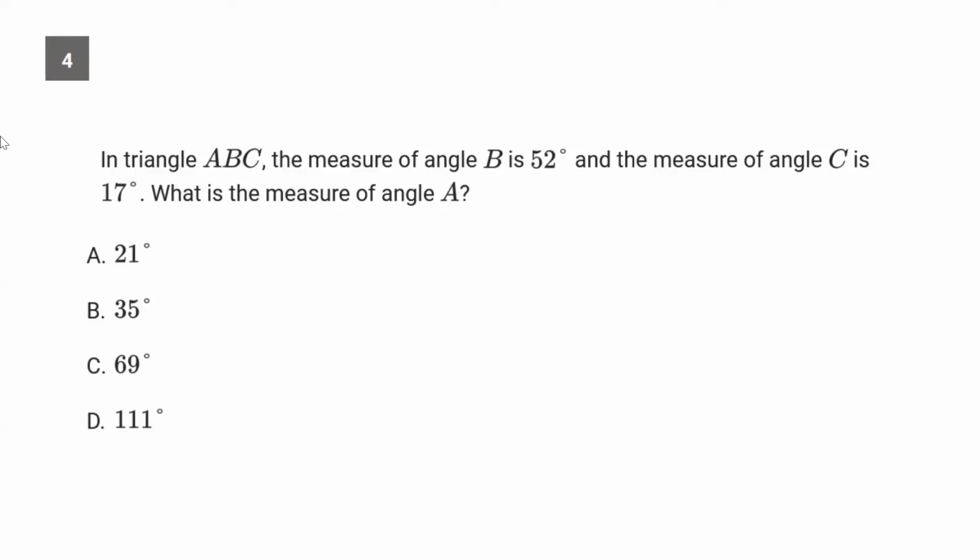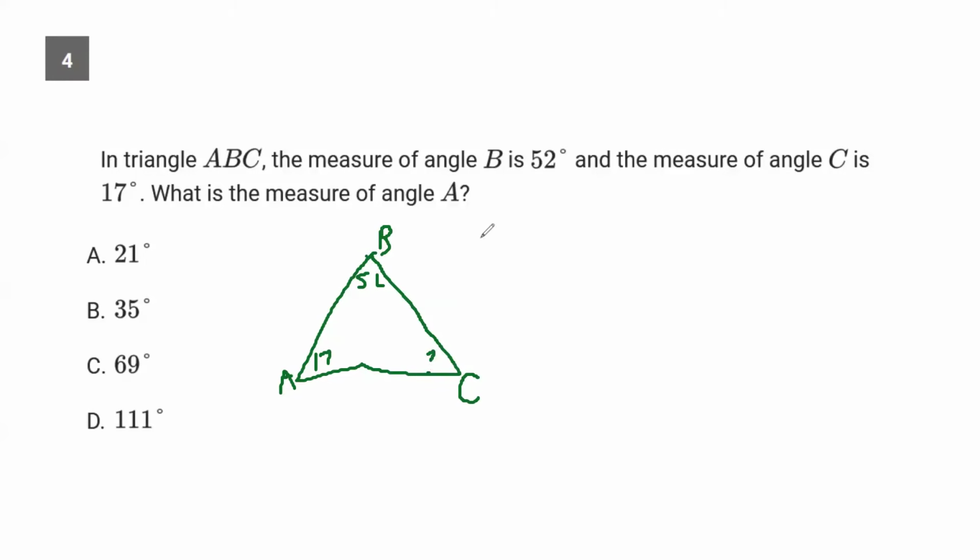Number 4, in triangle ABC, the measure of angle B is 52, and the measure of angle C is 17. What is the measure of angle A? So there's a triangle. Usually when they tell me a shape and they don't draw it out for me, I like to draw it out for myself, just to picture it, right? Not always, and especially not on the actual test if I'm feeling crunched for time, but for this, I'll show you what they're doing, right? So angle B is 52, and angle A is 17, and then we're looking for this one, right?